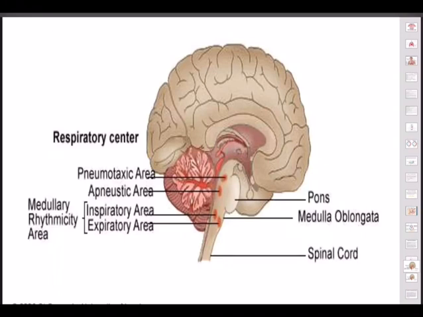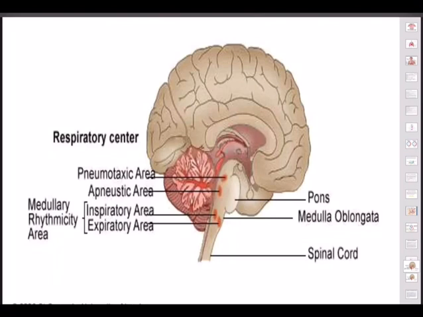and the medulla, we said just now, maintains the rate of respiration, that is the medullary rhythmicity area. How much inspiration, how much expiration, what its rate will be is decided by the signals that we get from this area. So a specialized center present in the medulla region of the brain is called the respiratory rhythm center. It is primarily responsible for regulating the respiration process.